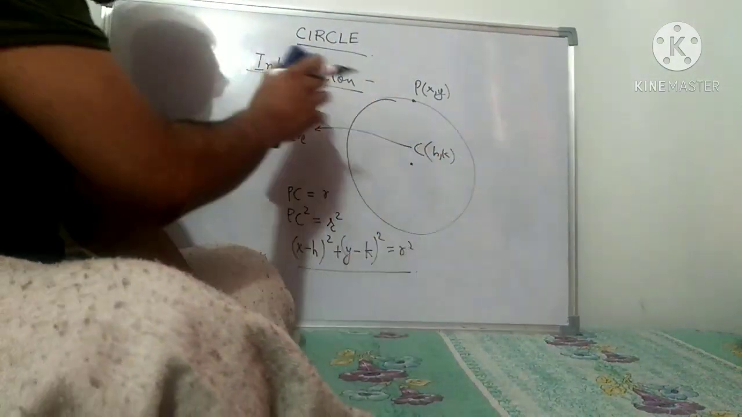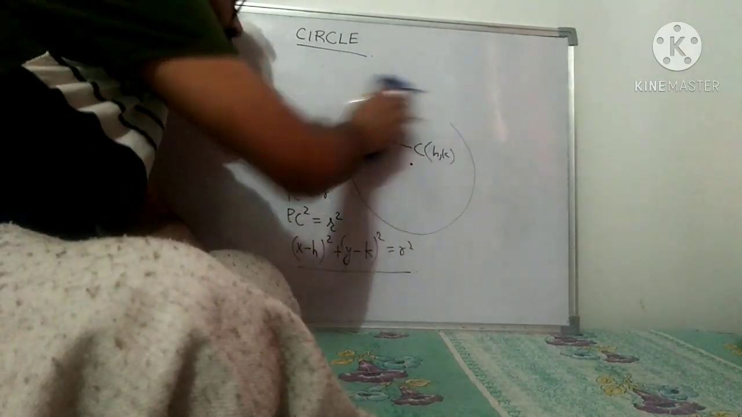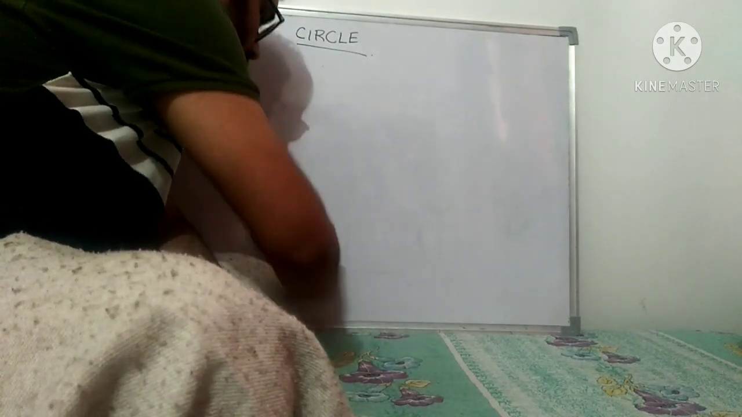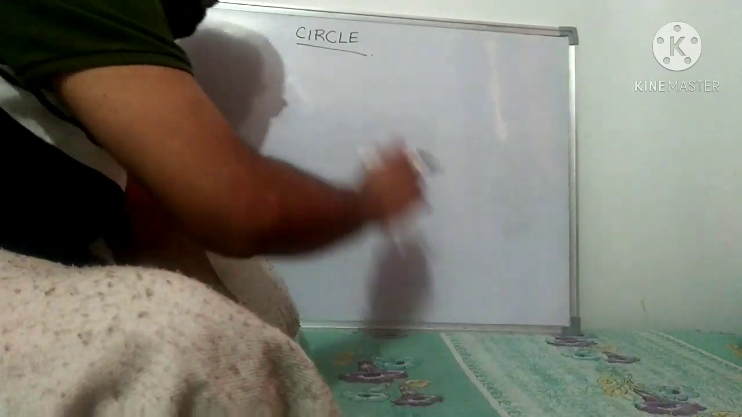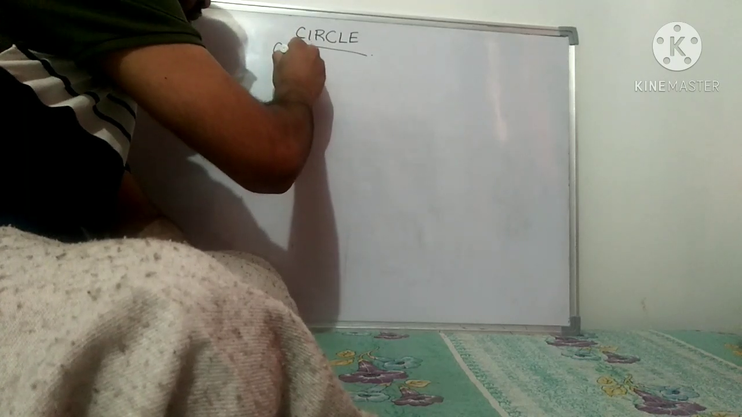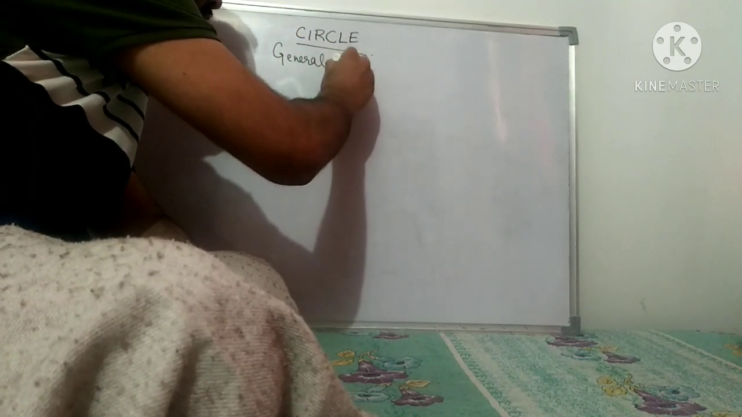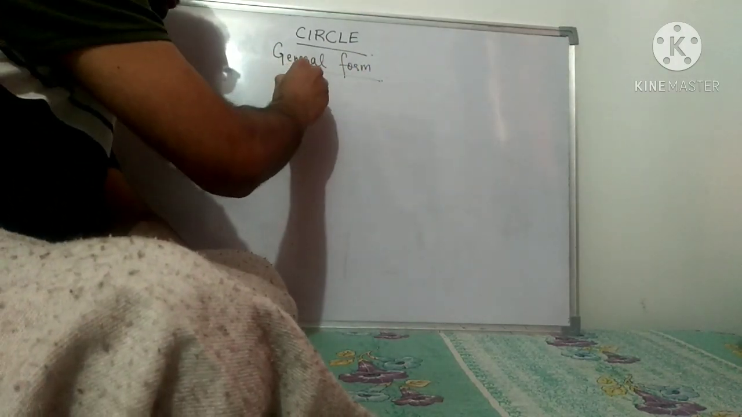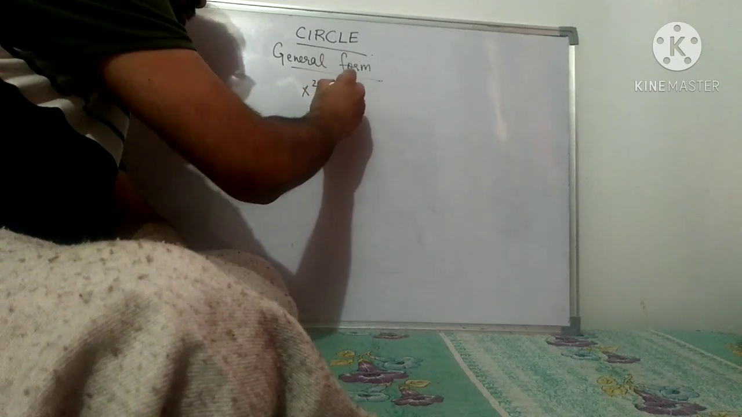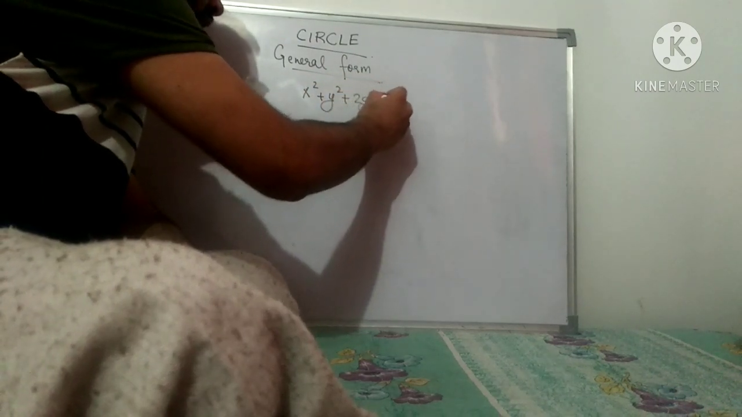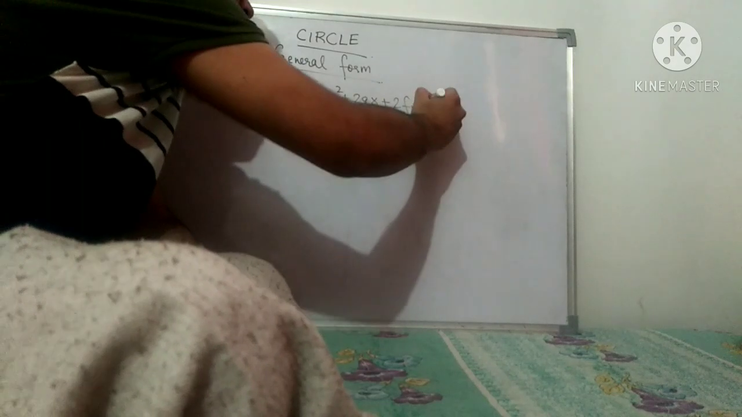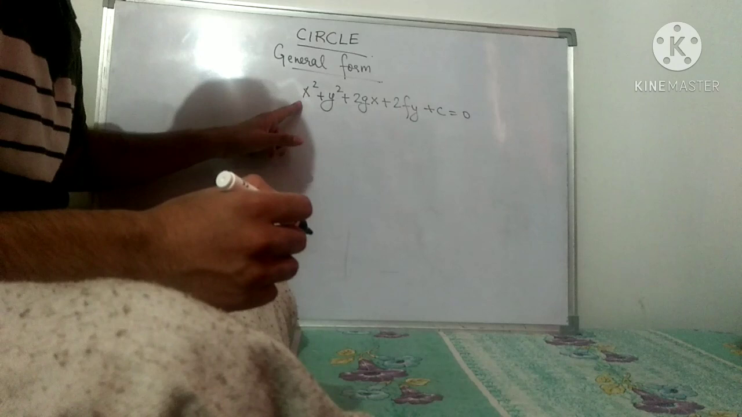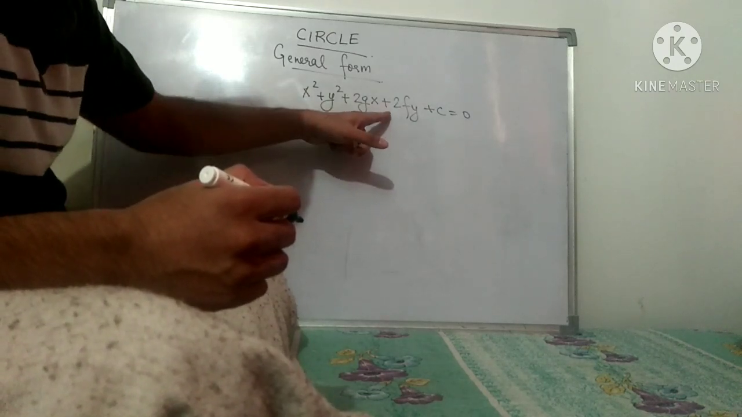Now we come to the concept of the general form of a circle. In the general form, we write the equation of the circle like this: x square plus y square plus 2gx plus 2fy plus c is equal to 0. This is defined as the general form of a circle.